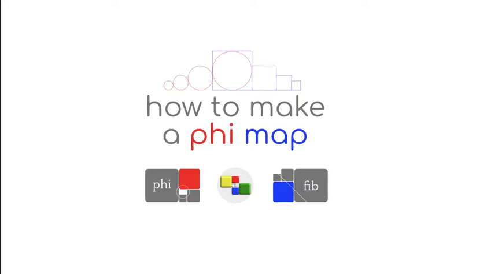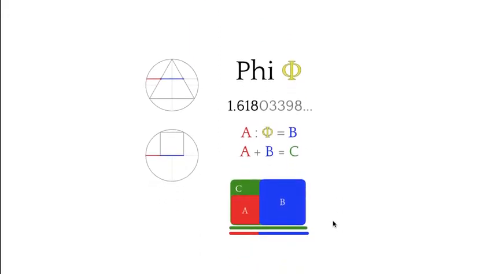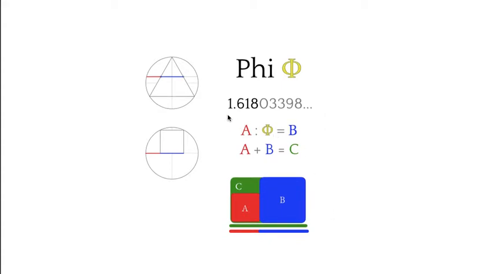Hello, welcome to a little video on how to make a phi map. If you know a little bit about phi, you'll recognize this number right here, 1.618. That is a number like pi. It goes on forever. And there's a 0 right after the 8, so it makes a very clean break right there. So we end up with 1.618.